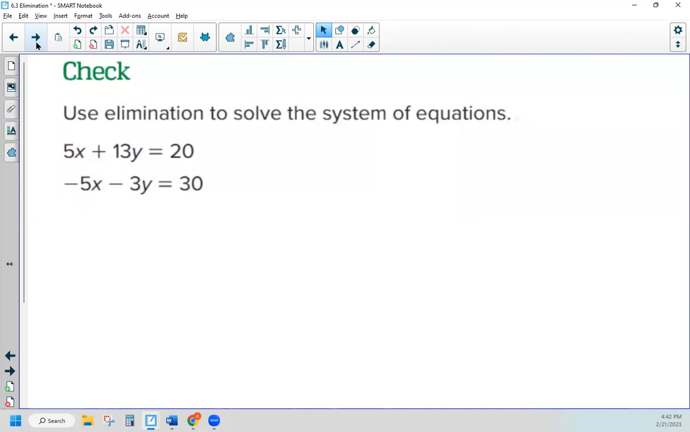Bam. All right, here's where you do your practice problem. Pause this right now and try it on your own. Go. All right. I'm hoping you did not cheat yourself.